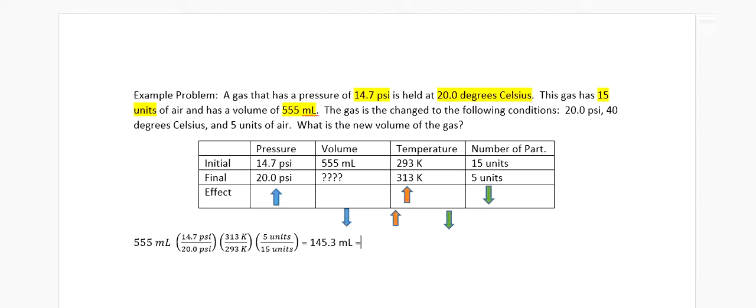Now I do need to write that in proper significant figures, and so I come back up here. 14.7, that has 3, 20.0, that has 3, 15, that has 3, 555, that has 3, 20.0 has 3, here's my limiting one, 40, that only has 1, and so therefore I need to round 145.3 to 1 sig fig. So I start counting 1, and then that's a 4 that follows it, so therefore that should only be 100 milliliters. And so that, folks, is my final answer. Hope it helps.